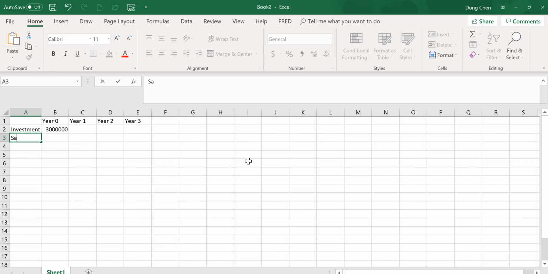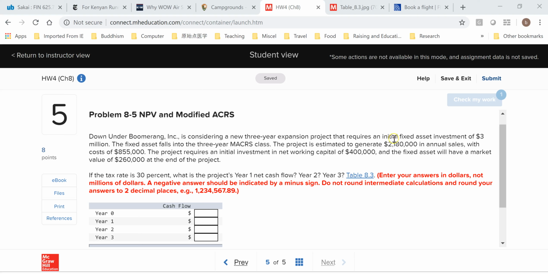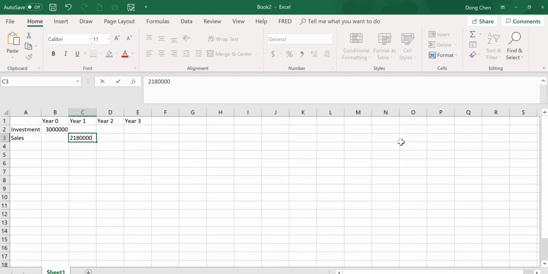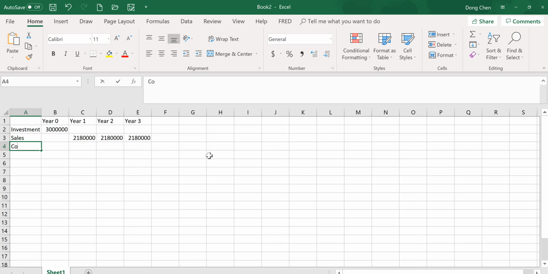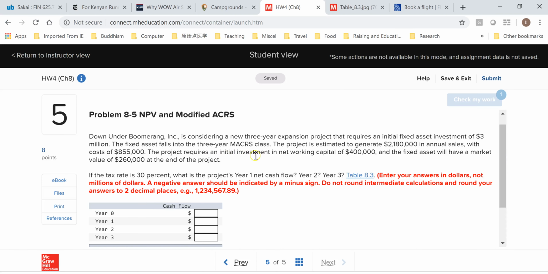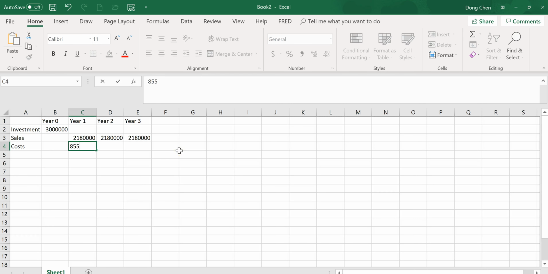So we start from sales in order to generate the cash flow. Sales for every year is $2,180,000, and it's the same for every year. So I just pull all the way to the right, and so that's the sales. And costs, this includes all sorts of costs, expenses. So $855,000. Again, we can pull this all the way to the right because every year is the same.